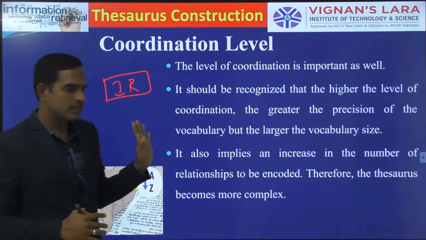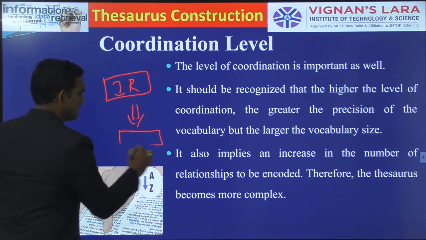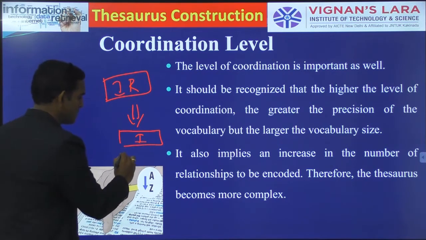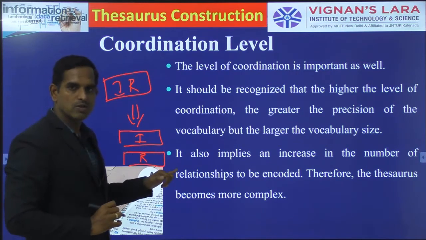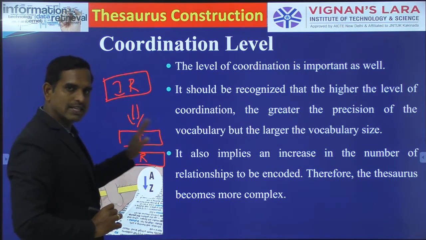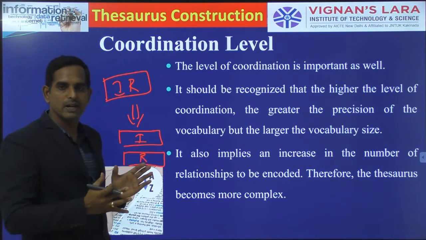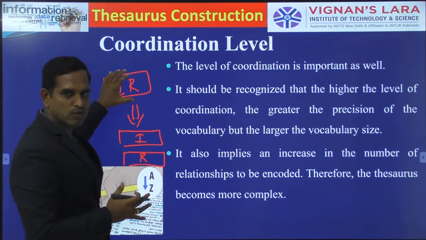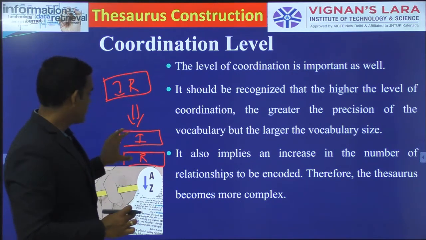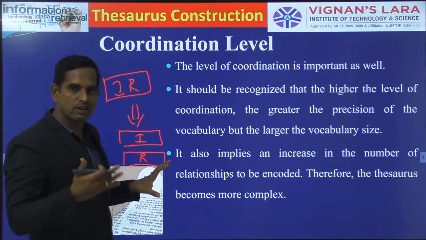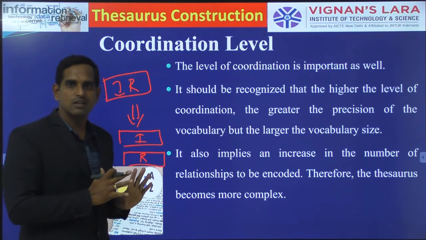Okay, or there can be another level of coordination where you are storing it as information separately, retrieval separately. There are two terms now. This is a different level of coordination where you are storing different words separately. This is one level of coordination where you are having phrases with multiple words. Here you are having another level of coordination where you are having individual terms as separate terms.